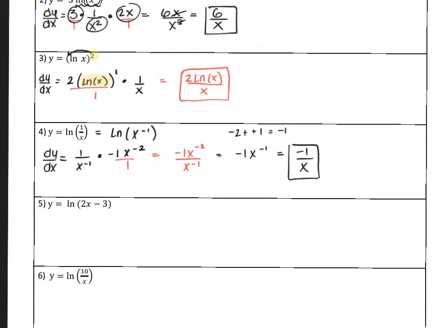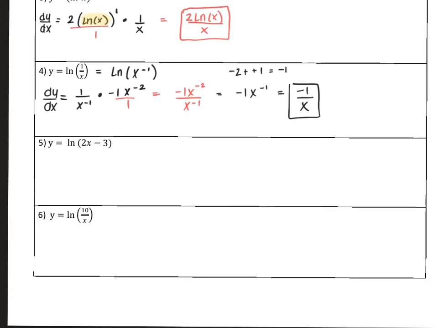So remember, when I'm taking a derivative of ln, it's 1 over the inside times the derivative of the inside. So why don't you guys pause the video and try number 5 and 6 on your own, and then hit resume when you're ready for the answer.